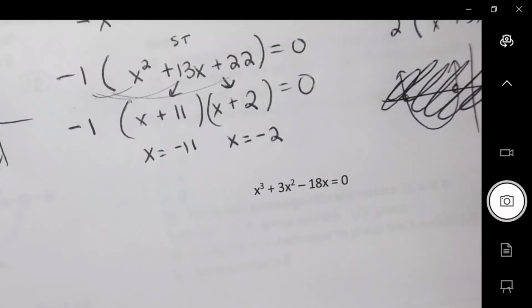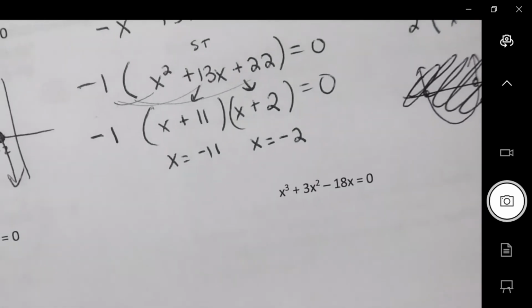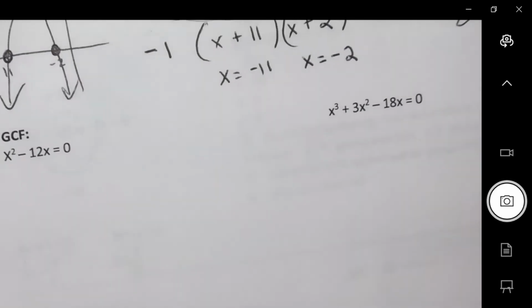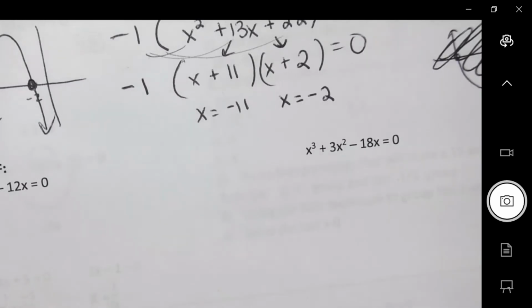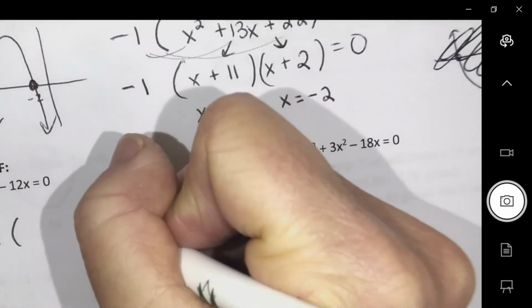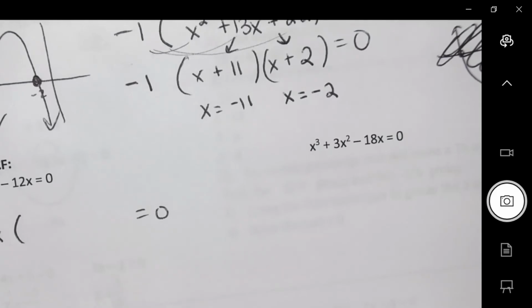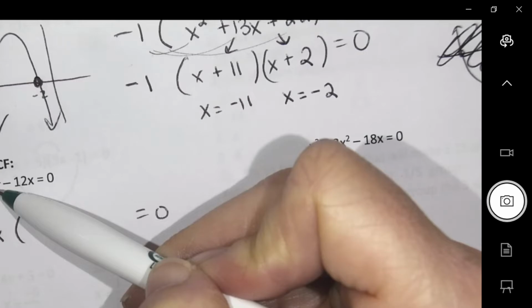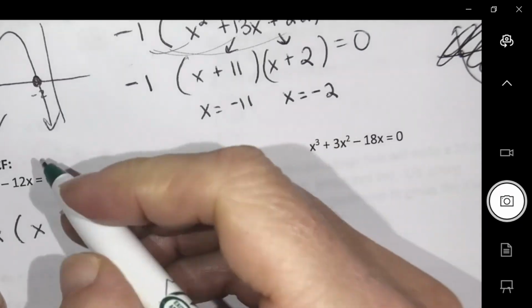Okay, let's do some GCFs. These will be fast too. We are on a recap here. A GCF means what's common I can take out of every single term. I can take a 1x out. Visualize if you took this term and divided it by x, it'd be x. And then subtract 12.